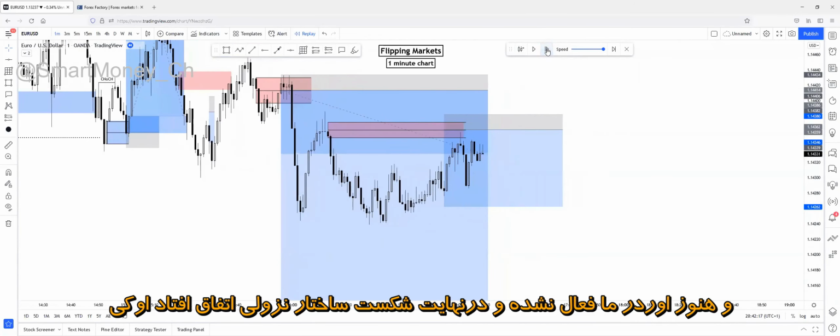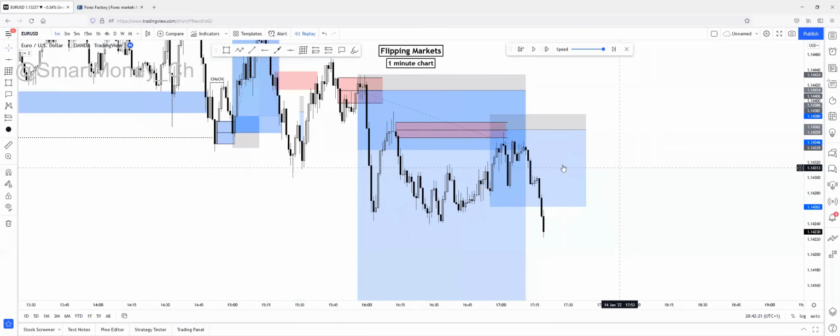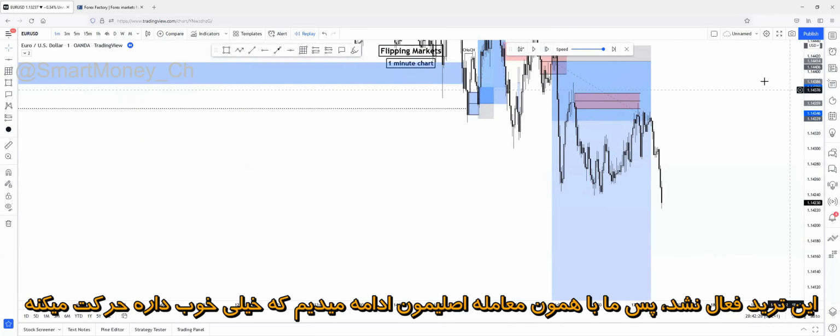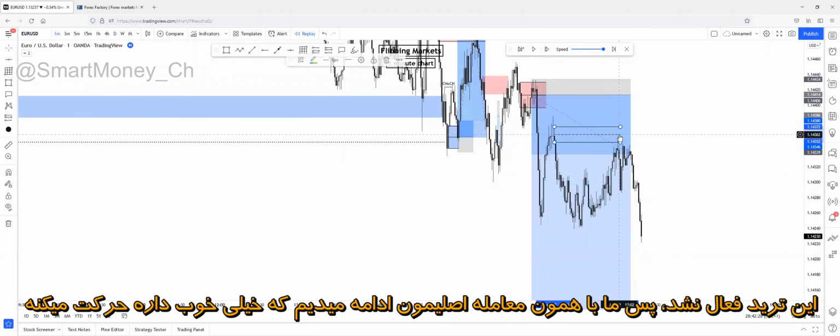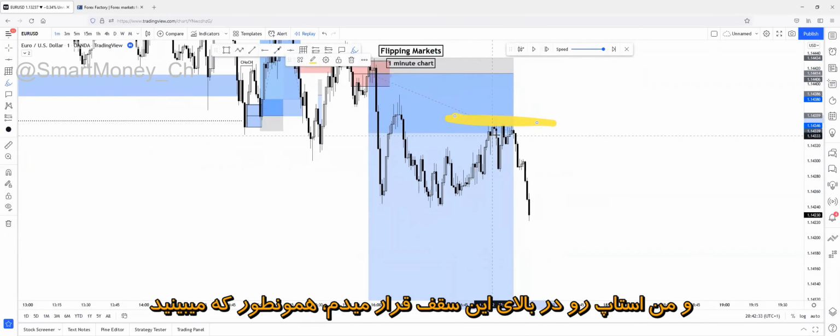And we are not tagged in yet. And the breakout structure happened to the downside. Okay, this trade wasn't tagged in. So we're just keeping the original order, which is running pretty well. And I will set my stop loss above this high point right here.